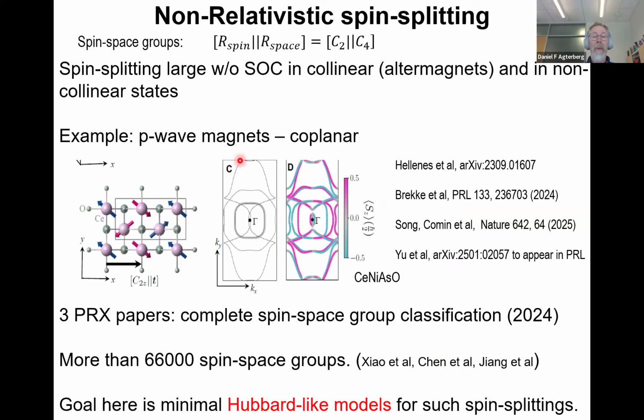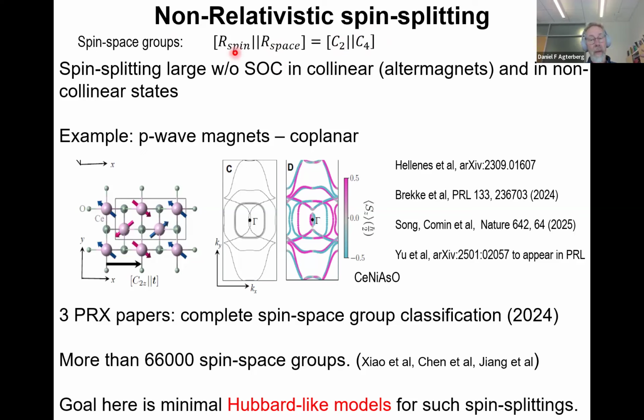Okay, so one of the key ingredients in this talk is non-relativistic spin splitting. You have heard about this at this conference, but the key there is that we can rotate spin and spatial operations separately. This allows us to introduce the notion of spin space groups, which have been very heavily discussed in the last couple of years. A common example is a twofold rotation in spin space, which flips the spin, and say a fourfold rotation in real space, which gives a structural fourfold rotation.